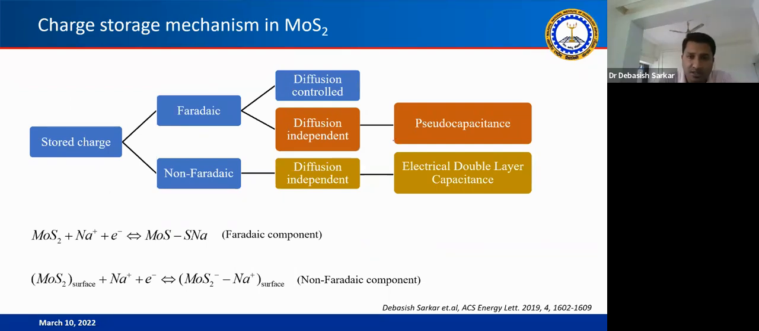these two things, pseudocapacitance and electrical double layer capacitance, because pseudocapacitance and electrical double layer capacitance both result from diffusion independent processes. Okay, through earlier calculations, we segregated diffusion controlled and diffusion independent processes, but the diffusion independent processes include pseudocapacitance and electrical double layer capacitance. So how to separate these two contributions?